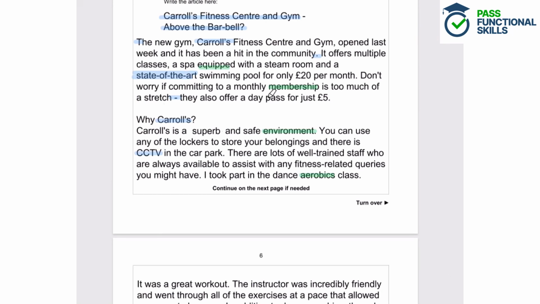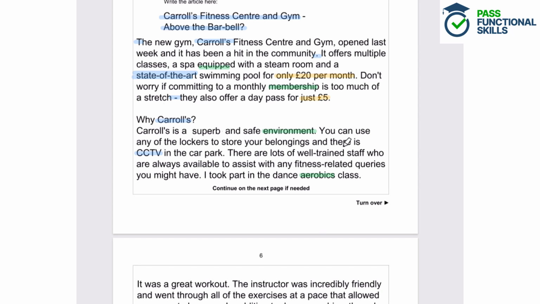We have a description including facts about the gym. So for example, we've got £20 per month and £5. And we have some opinions that have been included as well. So we're saying that these prices are a strength because they are only £20 per month and just £5. So trying to convince the reader that these prices are very reasonable.